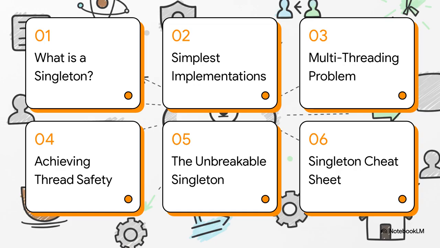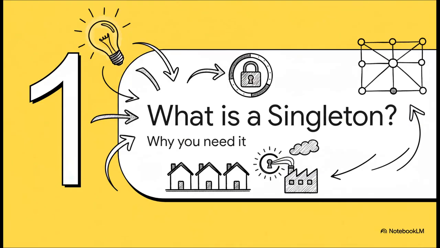Okay, so here's our game plan for this whole quest. We'll kick things off with the basics. Then we'll look at the first, simplest ways people try to build a singleton. And then, we're going to face our first big challenge, multi-threading. From there, we'll level up our solution to make it truly thread-safe, take on some final bosses, and at the very end, I'll hook you up with a cheat sheet so you can pick the right pattern for your own adventures. All right, let's do this. Our quest officially begins now.